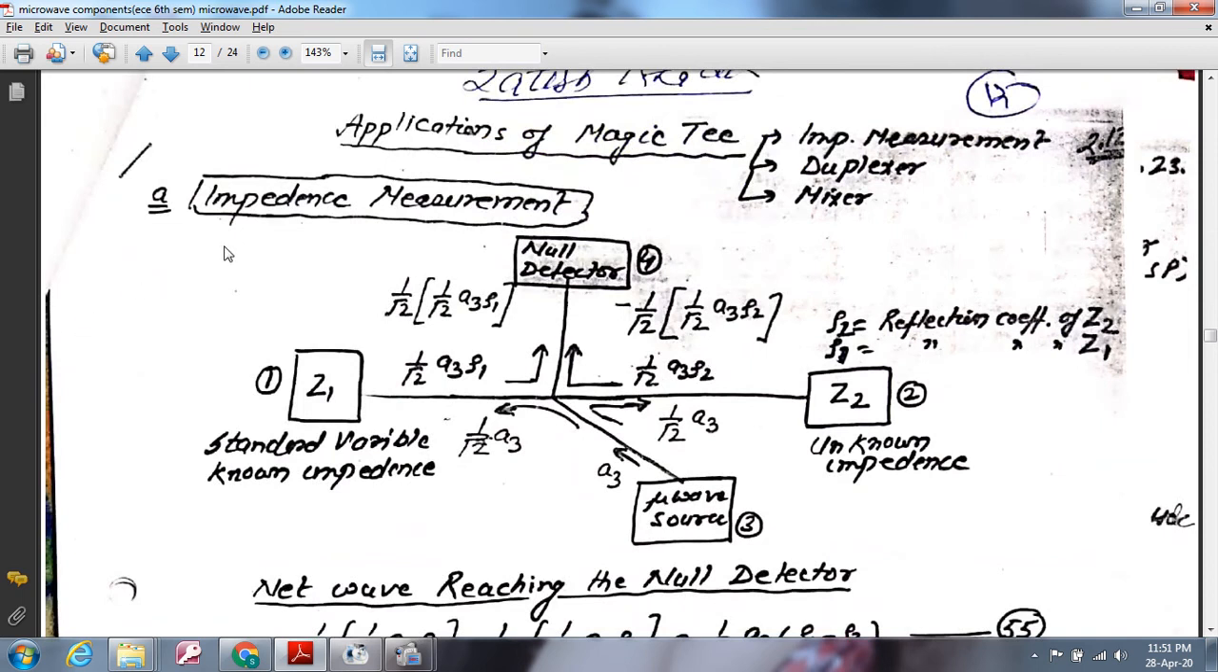Now the first application is impedance measurement. Here we see we are having four ports: port number 1, port number 2, port number 3, port number 4.